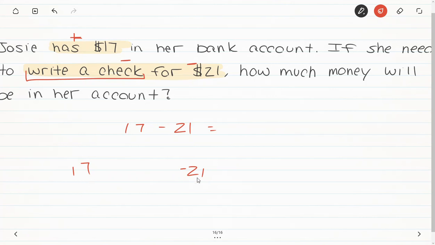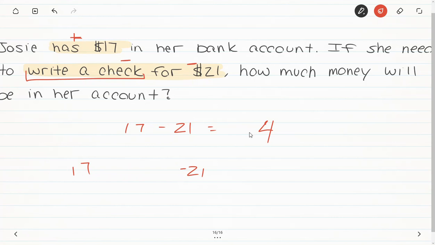Again, if I think about this with positives and negatives, I would have 17 positives, 21 negatives. I have more negatives than I do positives. Well, the question is, how many more negatives than positives do I have? 17, if I count up to 21, 18, 19, 20, 21. So I would have 4. And they would end up being negatives because there are more negatives here than there are positives.